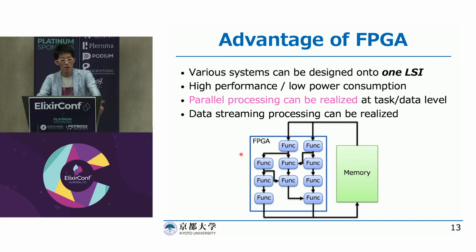Advantages of FPGA is first, various systems can be designed onto one LSI. And also, high performance and low power savings can be realized by using FPGAs. One of the most important advantages of FPGA is parallel processing can be realized at task and data levels. Data stream processing can be realized easily on FPGA.